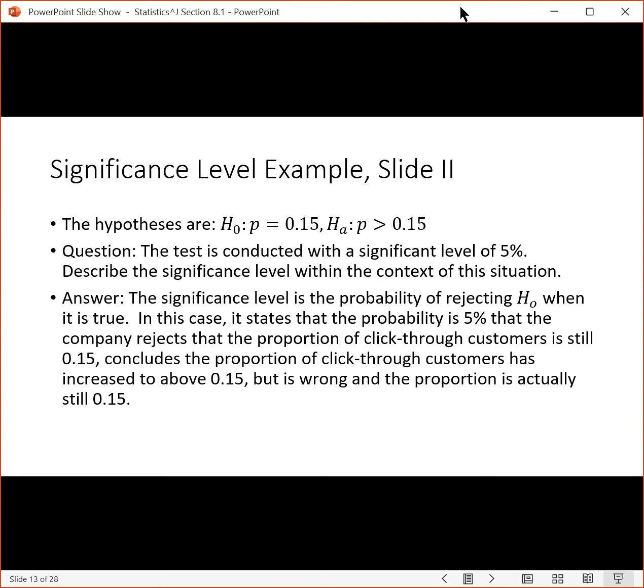All right, so in this case, it says that the probability is 5% that the company rejects that the proportion of click-through customers is still 15%. That's the null hypothesis. It rejects the status quo. It concludes that the alternative hypothesis was correct and that the proportion of click-through customers has increased, but it's wrong and the proportion was actually still 15%. So that is what the significance level is. All right, so it will make sense with more information.